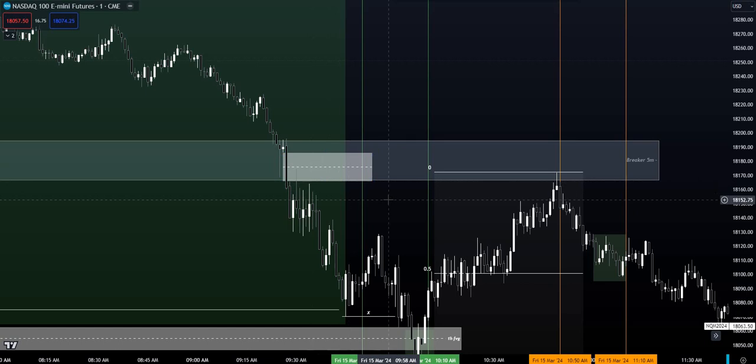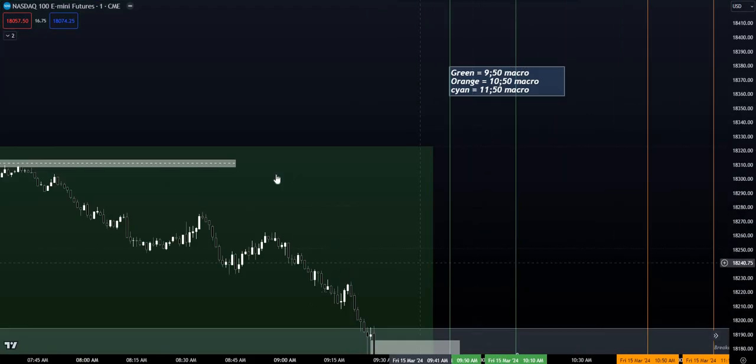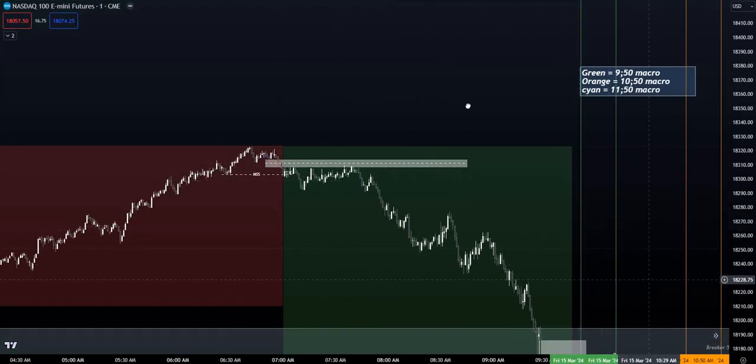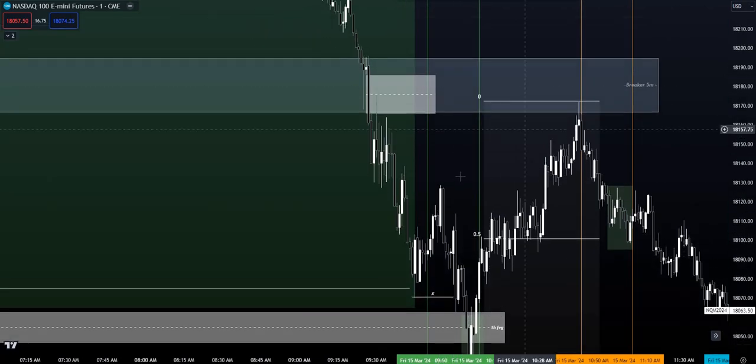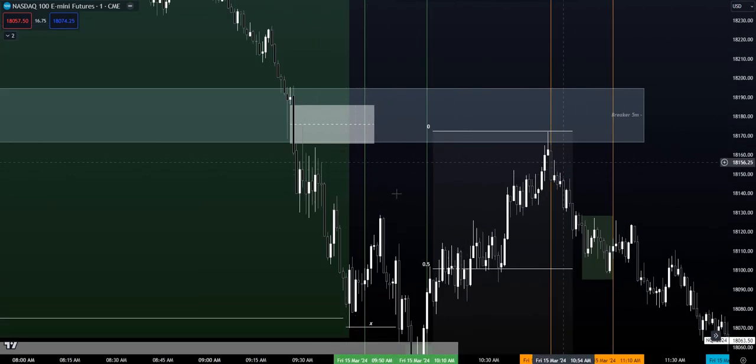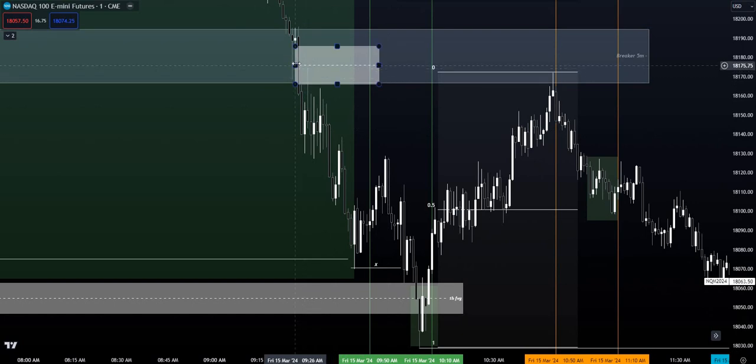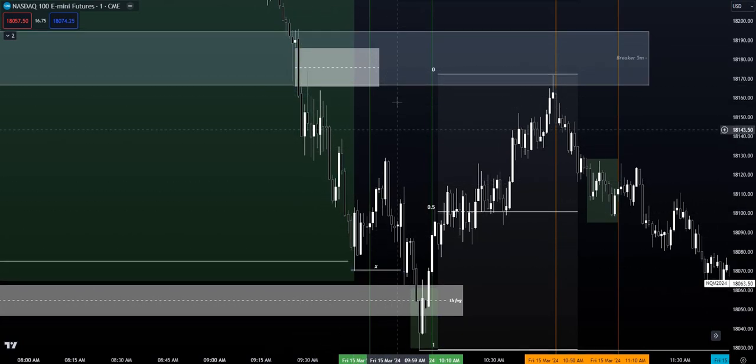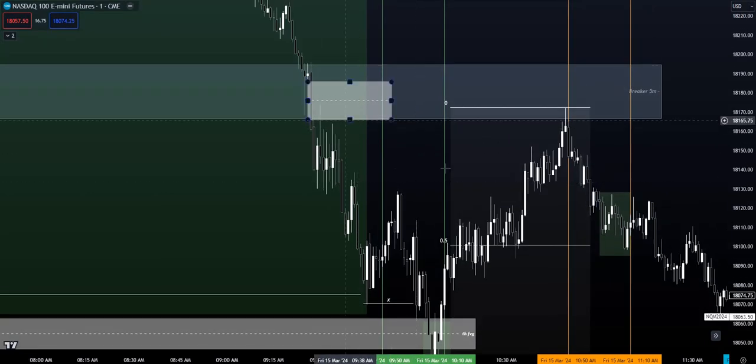Now, this is not the model that I have taught you guys. I have taught you guys the 2022 model, like this one here. But I am just giving you an example of how to navigate through price and how to identify what price is doing. We tap into this unicorn setup here. Now we carry on with a continuation short now.